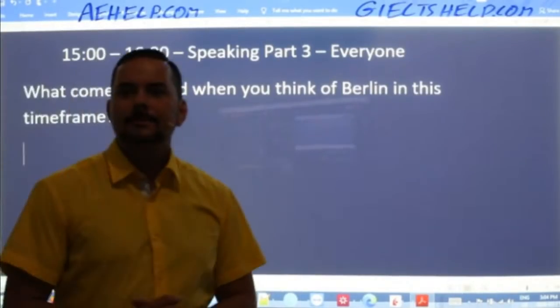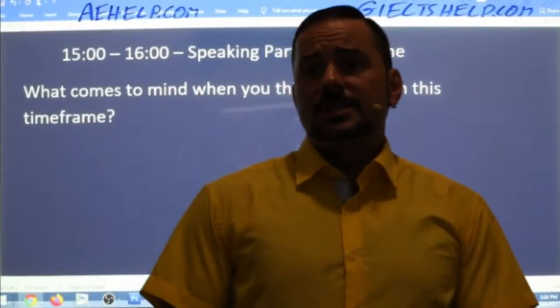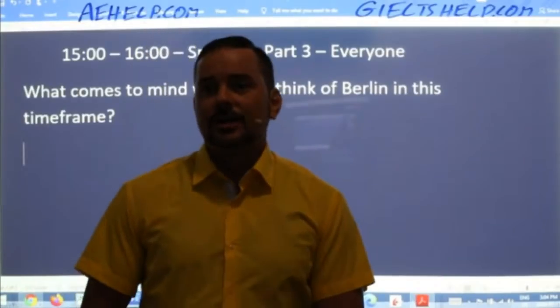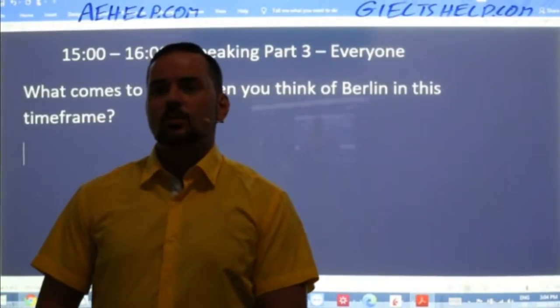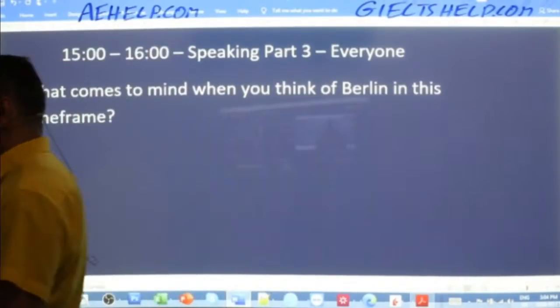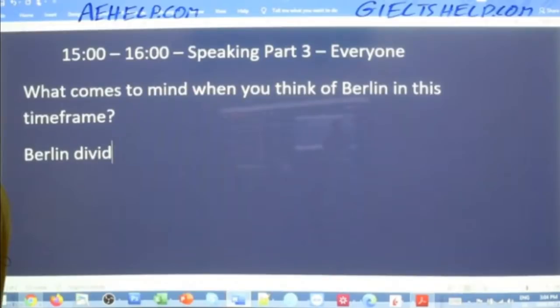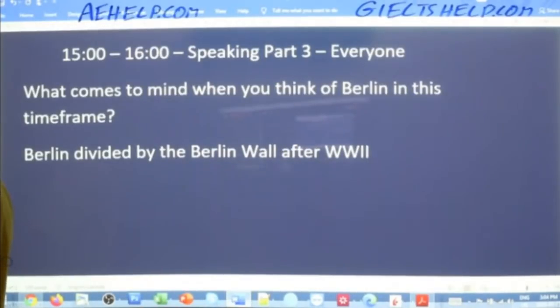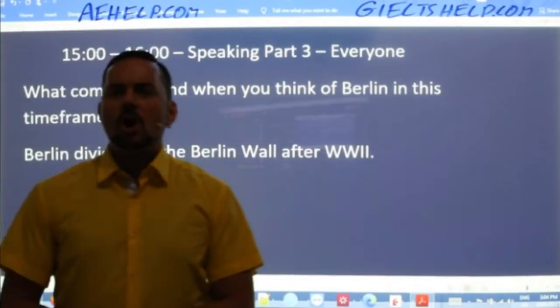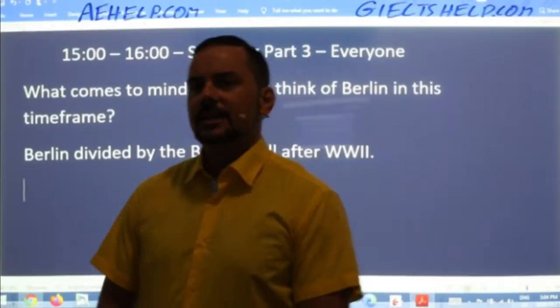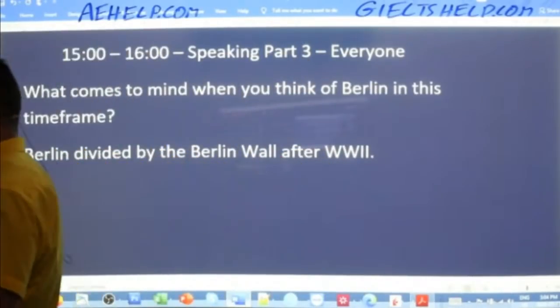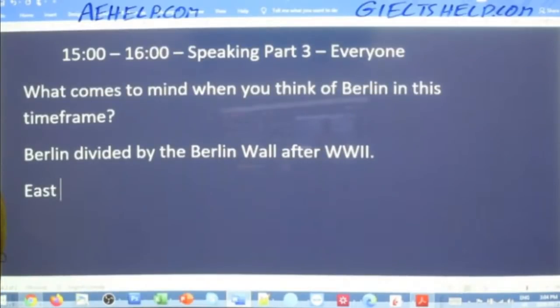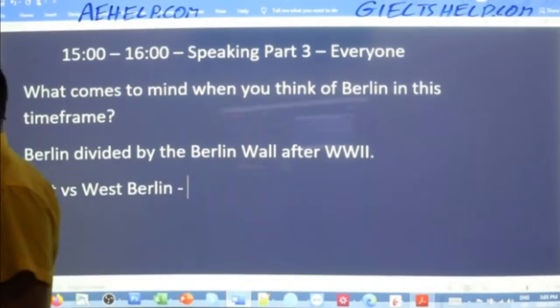Amjad says before and after independence. Erkin says Berlin divided by the wall, the Berlin Wall. Yeah, so two sides of Berlin, right? So Berlin divided by the Berlin Wall after World War II. Okay, and what was that division? So why was that wall divided? So that created East and West Berlin, so East versus West Berlin, absolutely.